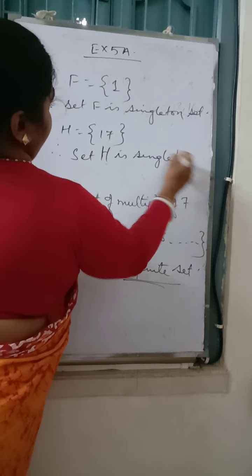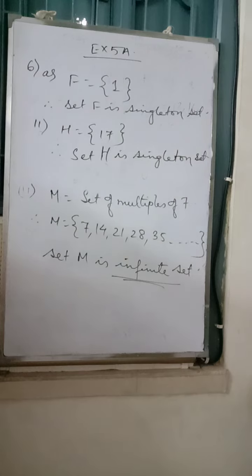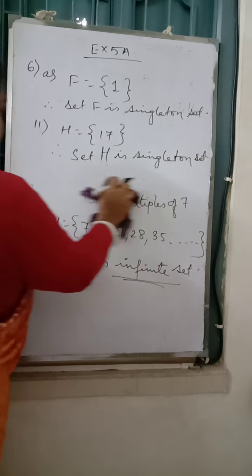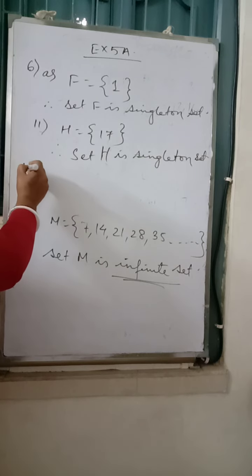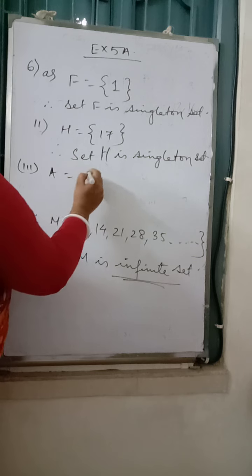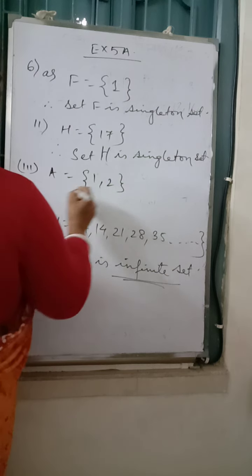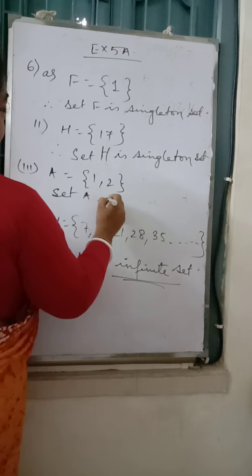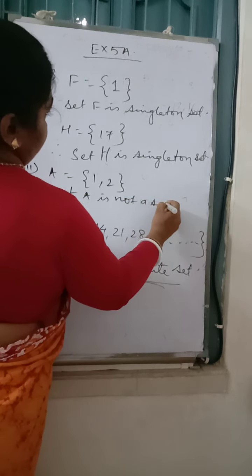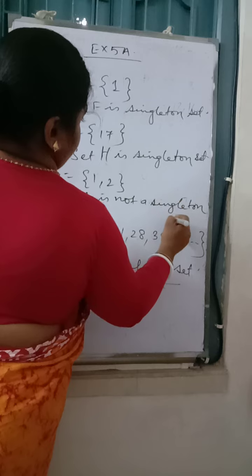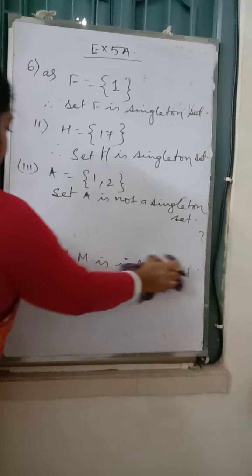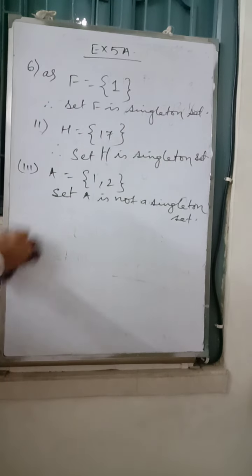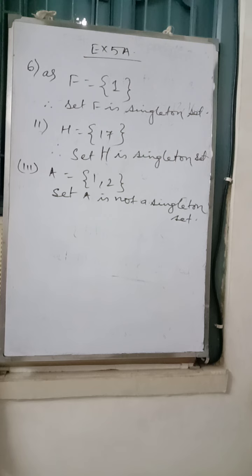Okay. In this way we have to find the cardinal number, then we have to write whether the sets are singleton or not. You see number 3, it is given all the factors of 2. So all the factors of 2 are 1 and 2. So set A is not a singleton set. This is for question number 6. We have to write the roster form, then we have to see whether there is one member, then singleton. If not, then not singleton.